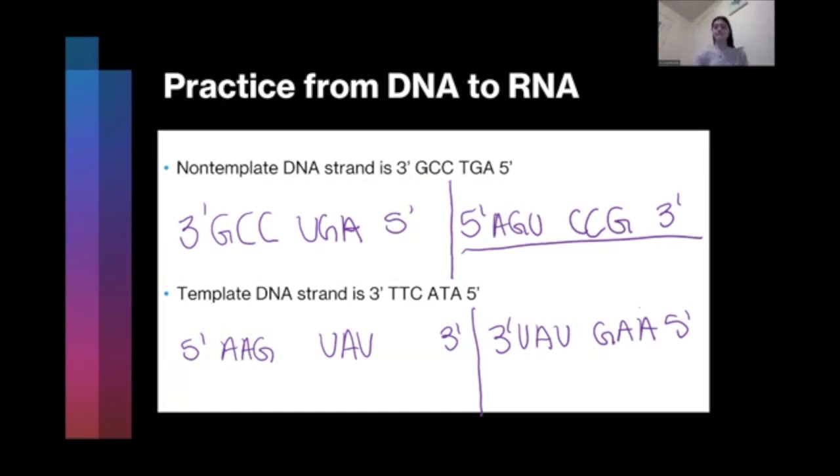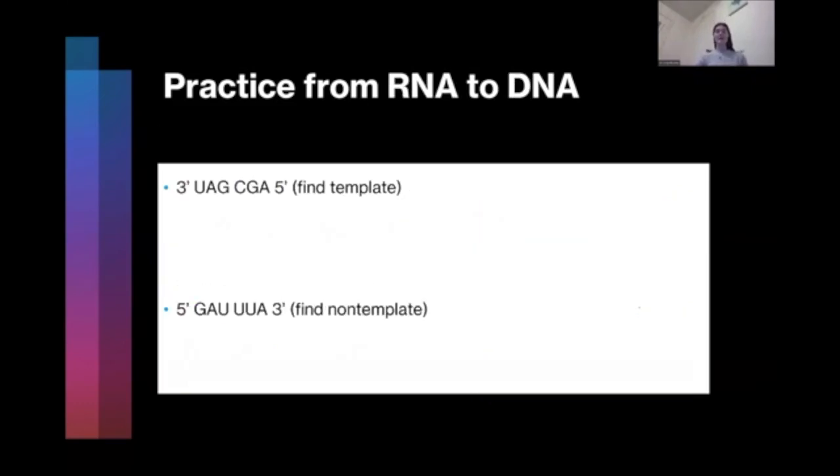Okay, let's look at our next one. This is just going the other direction, RNA to DNA. So if I tell you that your RNA strand is 3' UAG, CGA, 5', and I want you to find the template strand. So I'm looking for template. I know my template is anti-parallel to my mRNA. So if my mRNA from left to right is 3' to 5', that means that my template strand is 5' to 3' from left to right.